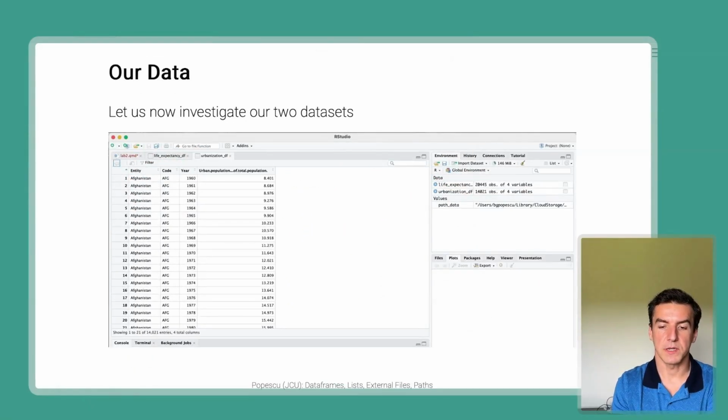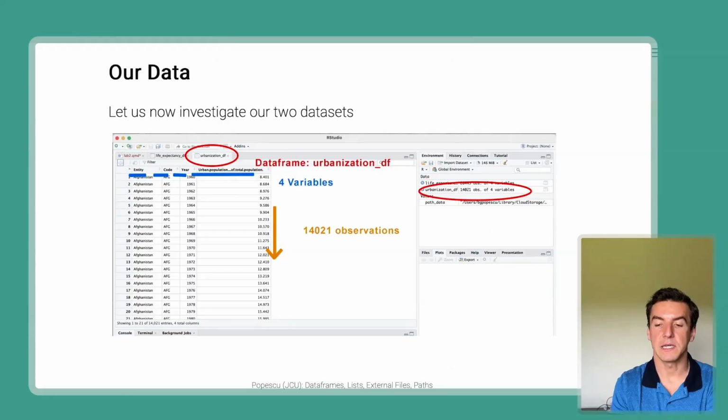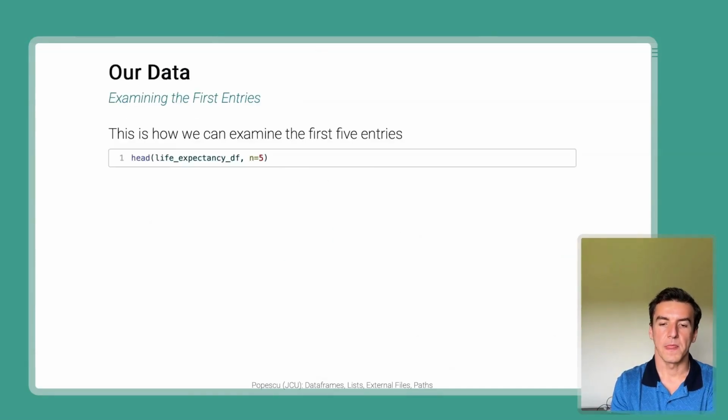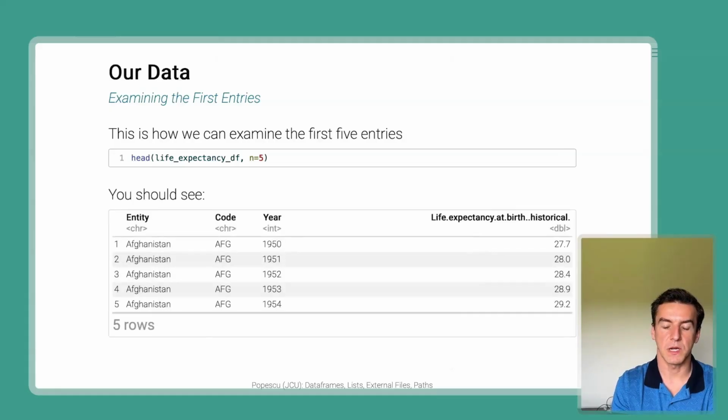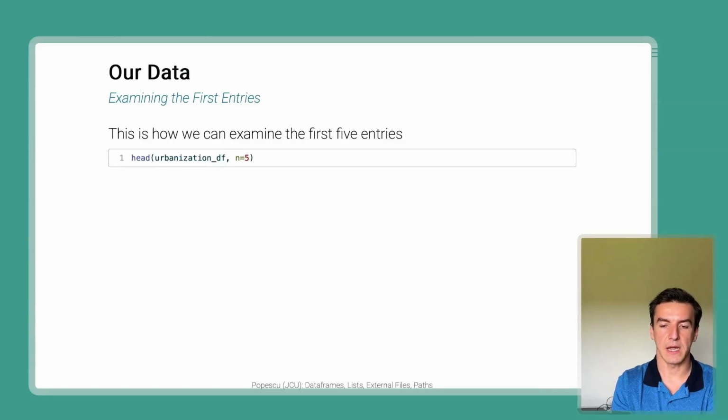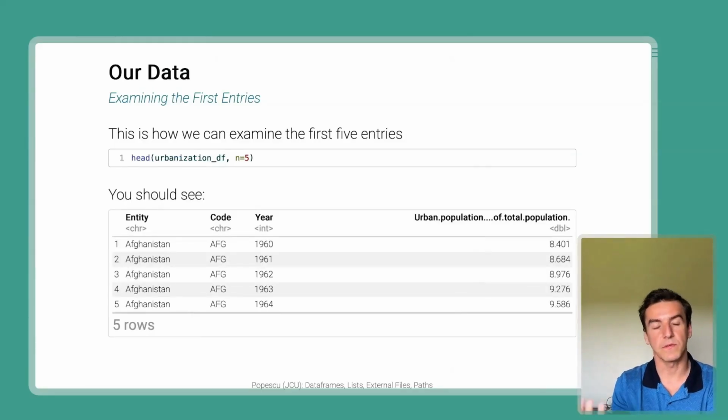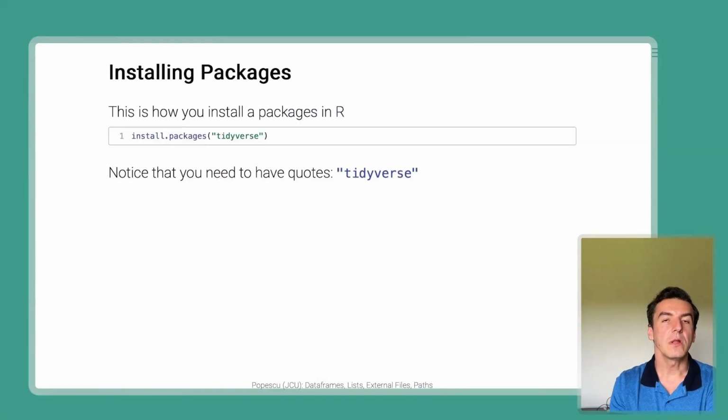Okay, let us look at urbanization as well. Here too, we have a data frame that's called urbanization_df. We have 4 variables and 14,021 observations. Okay, this is how we examine the first entries in our data. So head, life_expectancy_df, n equals 5. As you might guess, this prints out the first 5 entries in our data frame. If we do head urbanization, n equals 5, this is going to print out the first 5 observations in our urbanization data frame.